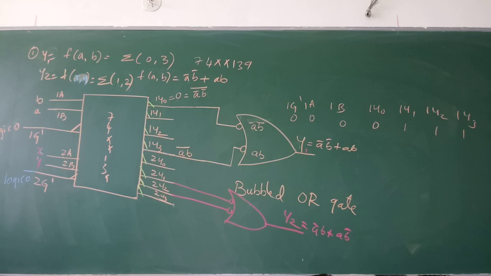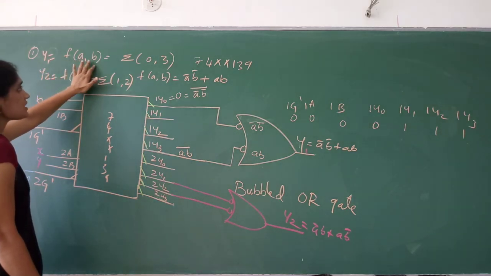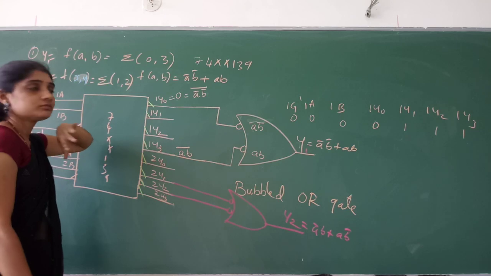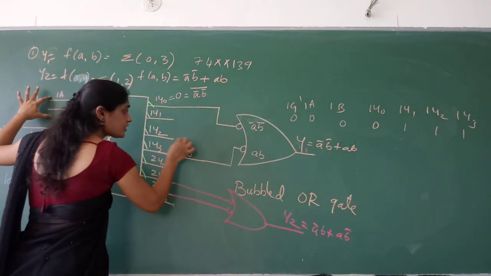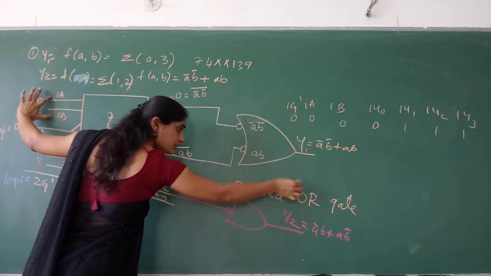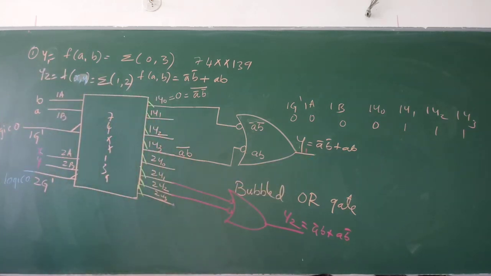So like this, we can implement multiple functions using the same decoder. One more function also you can implement. If the given function is f of AB equal to summation 0, 2, the same AB you give. 0, same line you take. 2, give to a bubbled OR gate. That will give you one more function, Y3. So one of the applications of the decoder is that multiple logical functions can be implemented using a decoder.